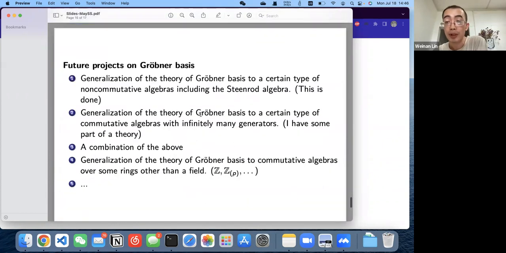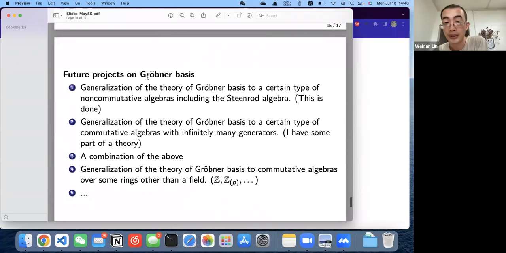Okay. So here I'm going to introduce some further projects on Gröbner basis. And first, I want a generalization of the Gröbner basis.